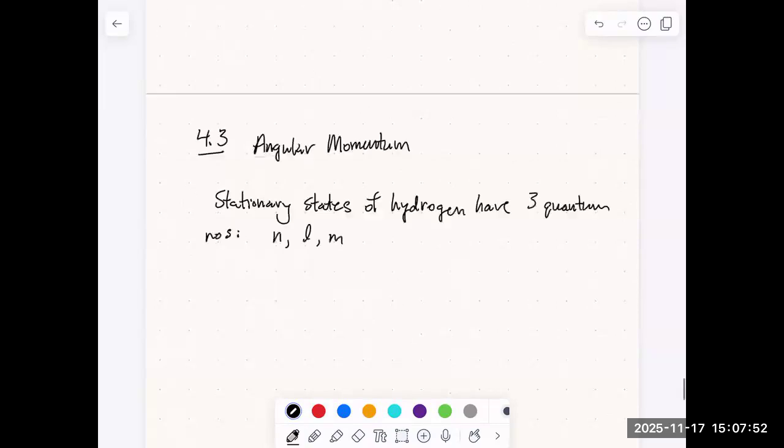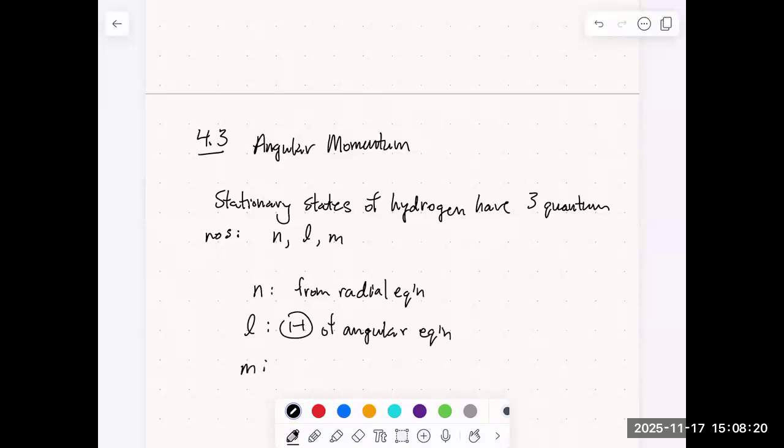Those are n, l, and m. So n was from the radial equation. L we got from the theta part of the angular equation. And then m is from phi of the angular equation.